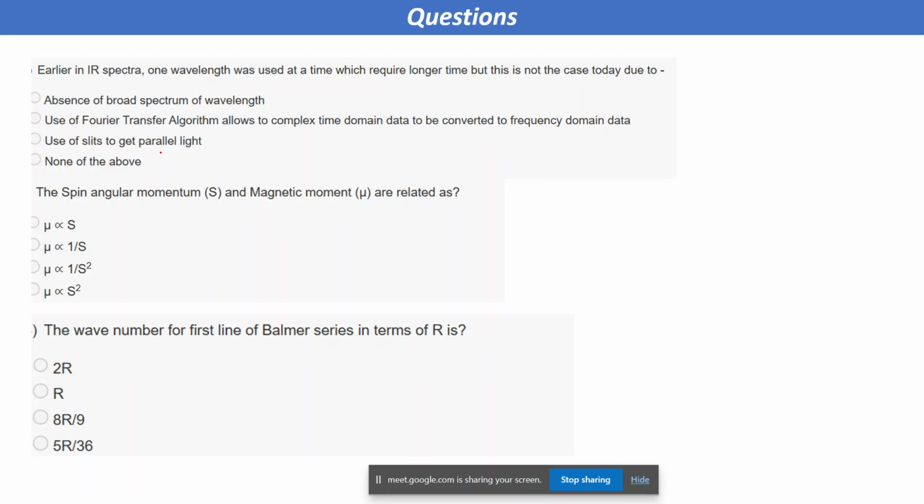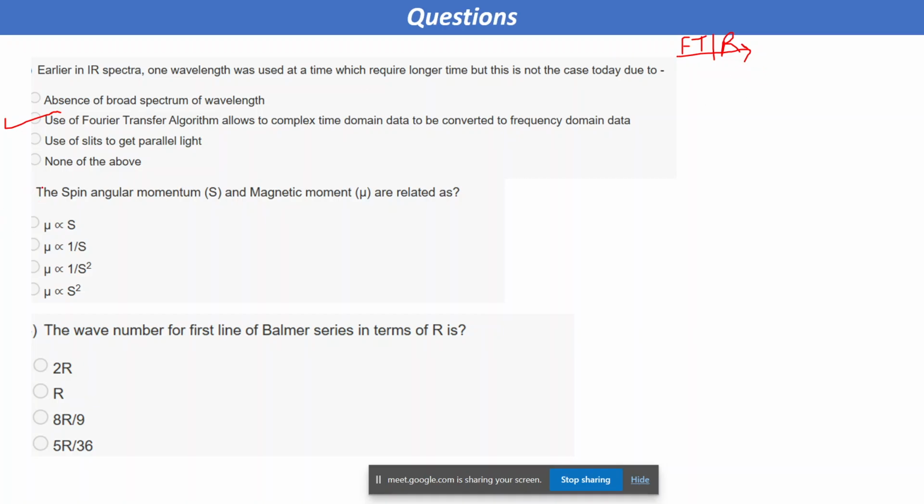Nowadays we are using FTIR. Earlier we used a dispersive instrument in which one wavelength was used at a time, so it takes a lot of time. But now we use FTIR, Fourier transform IR. The use of the FT algorithm allows complex time domain data to be converted to frequency domain data. That's why it's more rapid nowadays.